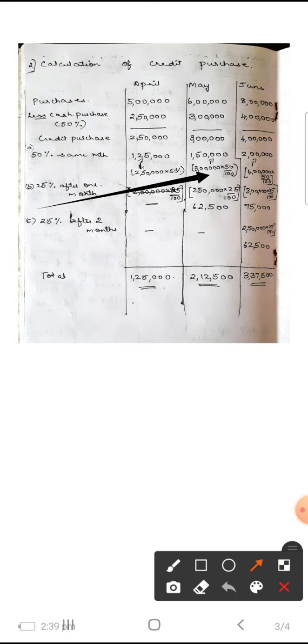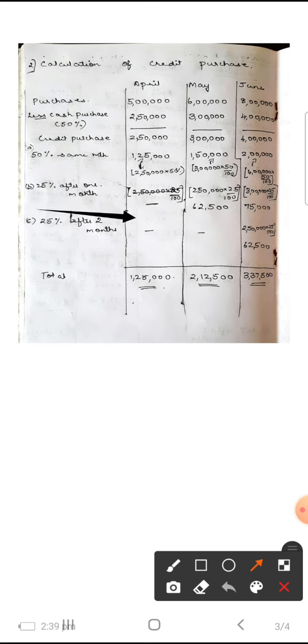And 3 lakh into 50%, you will get this amount. Okay, this is what is calculated, 2 lakh. Then 25% after 1 month means 2,50,000 into 25%, 62,500. Then 3 lakh into 25%, 75,000.